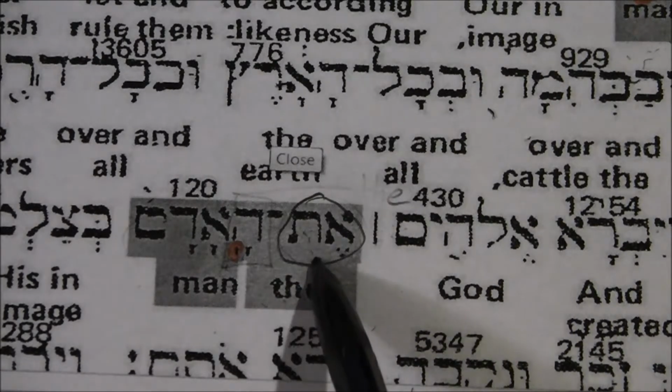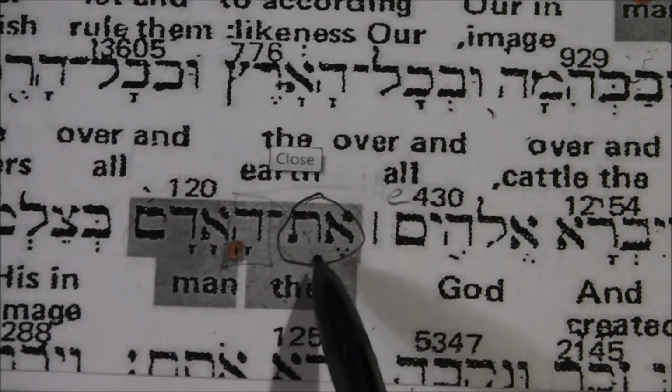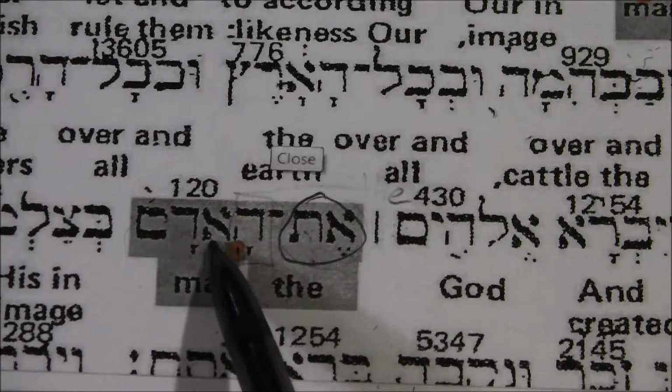Now sometimes it's used differently. Every once in a while you'll find it used in a way where it's essentially being used like the English word with, and so sometimes it'll end up getting translated with, but most of the time it's an untranslatable kind of grammar flag, meaning the next word is a definite direct object.